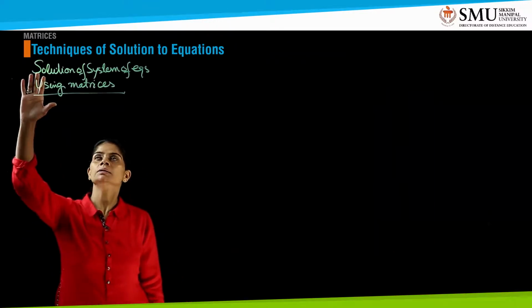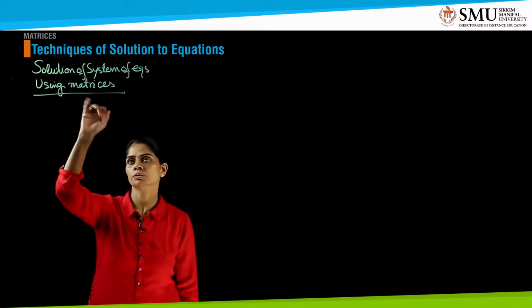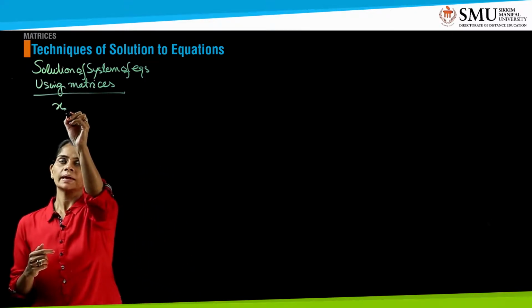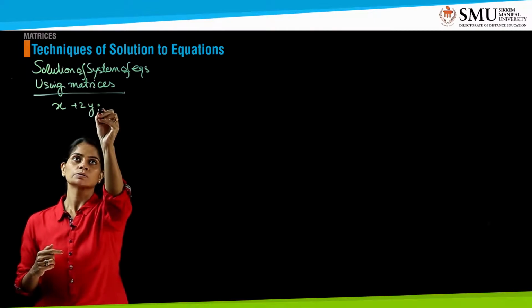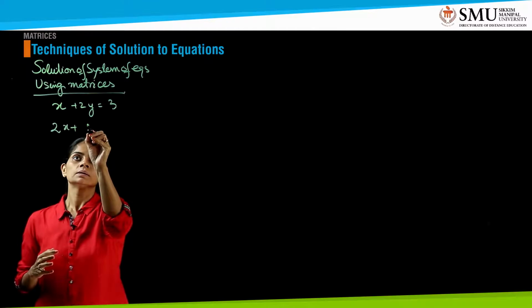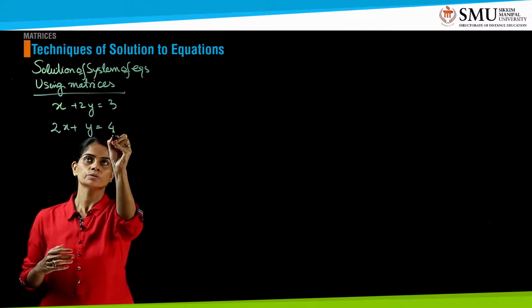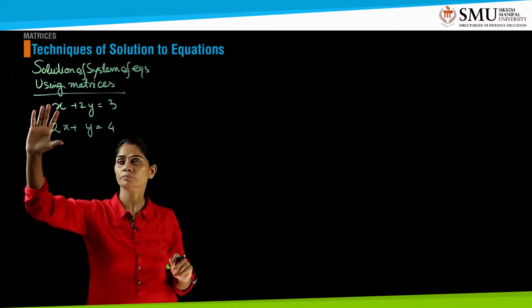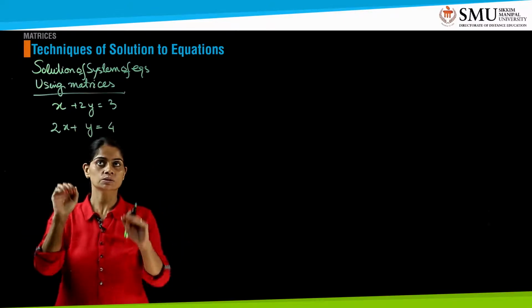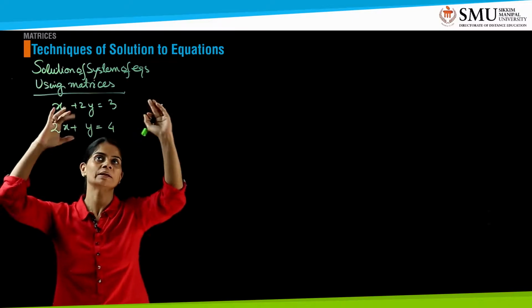Now, let us find the solution of a system of equations using matrices. Let us suppose that you have a system of equations x plus 2y is equal to 3 and 2x plus y is equal to 4. So, this is a system of equations in two variables, two unknowns and two equations. We can solve this by so many methods.